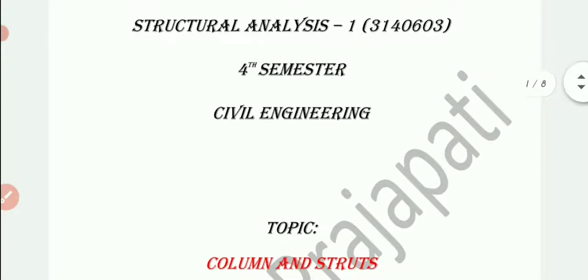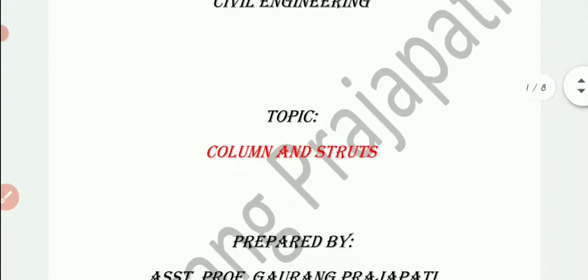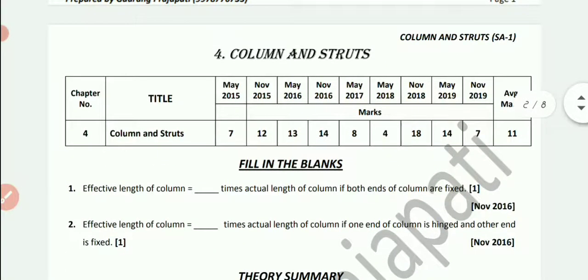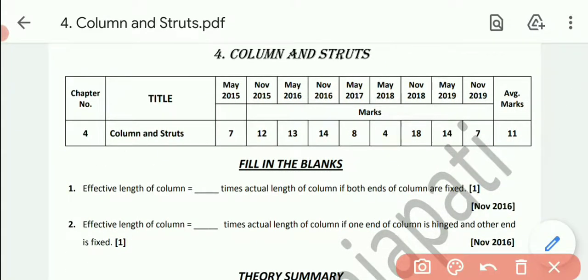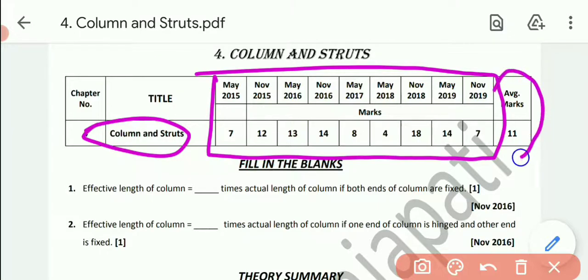Today I am going to cover the chapter of Column and Struts of the subject Structural Analysis 1, 4th Sem Civil Engineering. Okay, so first of all, let's see the weightage of the chapter, that is Column and Strut, in all the previous examples of GTU. On an average the weightage of this chapter is 11 marks.